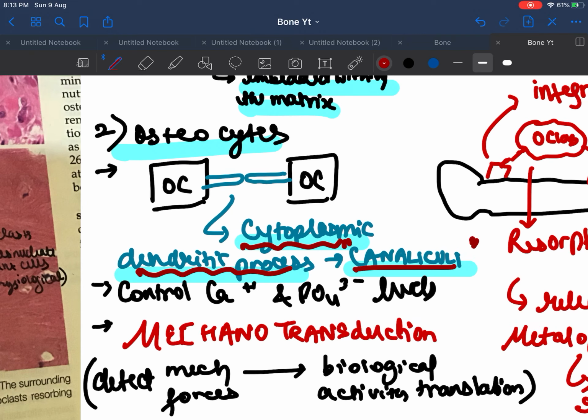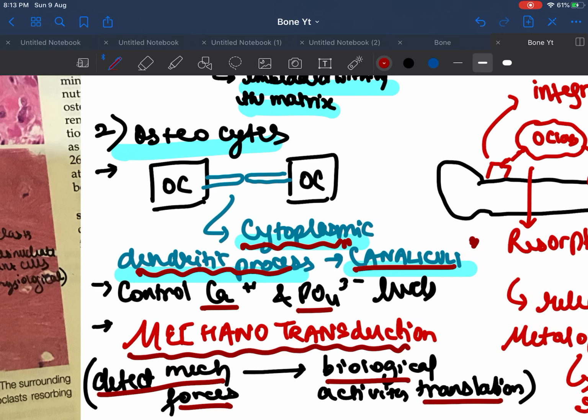And what is the function of the osteocytes? It controls calcium and phosphate levels, which we'll explain later. And the other is mechanotransduction. This word mechanotransduction is important. So what happens? The osteocytes detect mechanical forces, and this leads to translation into biological activity. So this is the function of the osteocytes.